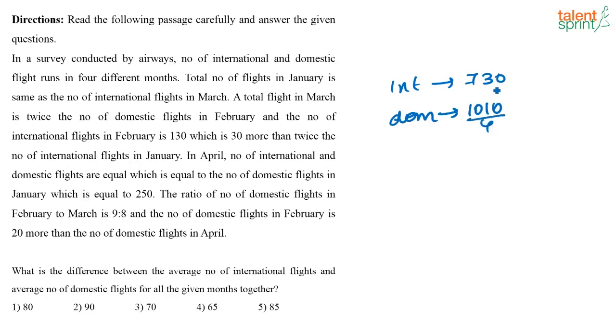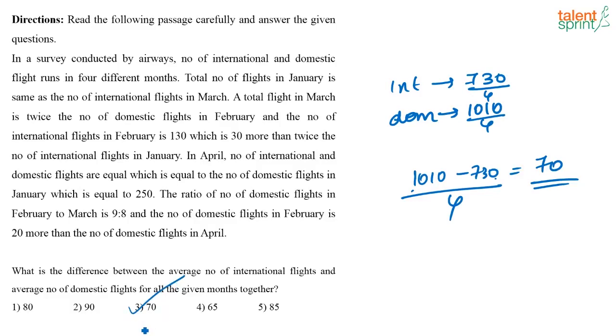So this divided by 4, this divided by 4, since 4 months are there. Find out this difference. So what will be your answer? 1010 minus 730 divided by 4. This difference is 280, right? 280 by 4, which is equal to 70.